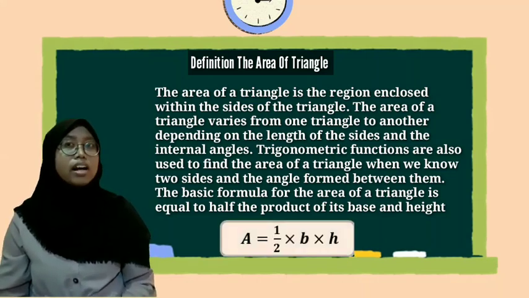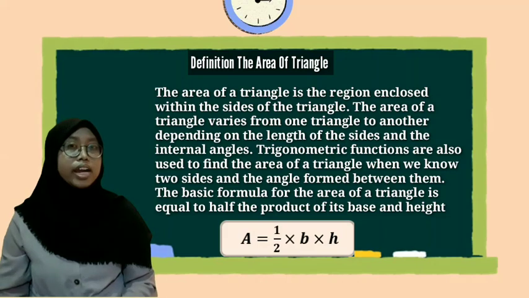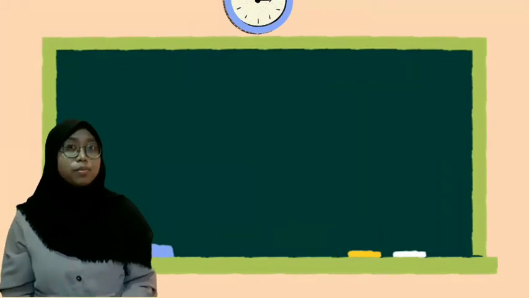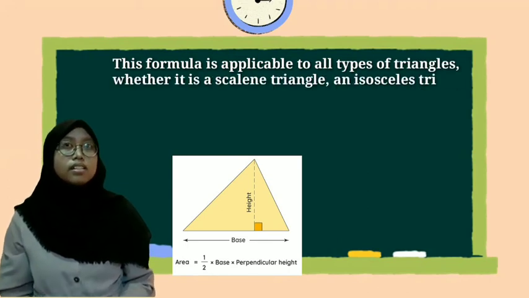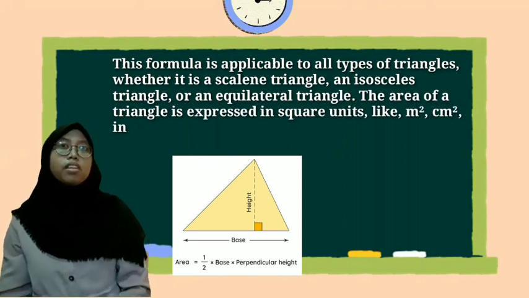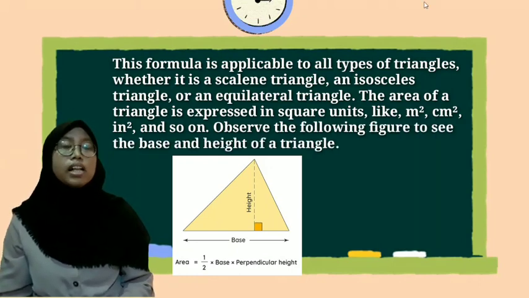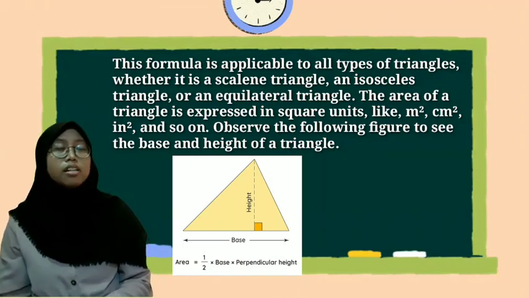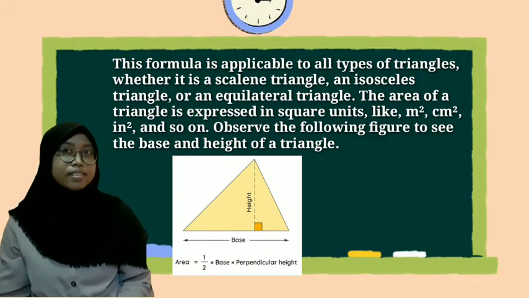So A, or area, equals 1/2 times b, or base, times h, or height. This formula is applicable to all types of triangle, whether it is a scalene triangle, an isosceles triangle, or an equilateral triangle. The area of a triangle is expressed in square units like m², cm², in², and so on. Observe the following picture to see the base and height of a triangle.